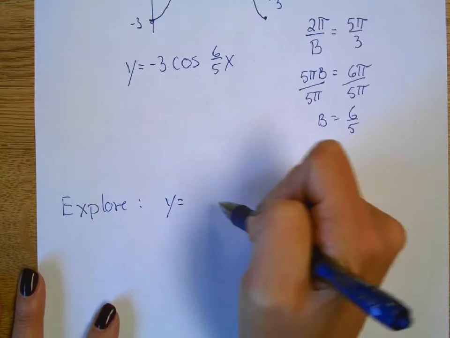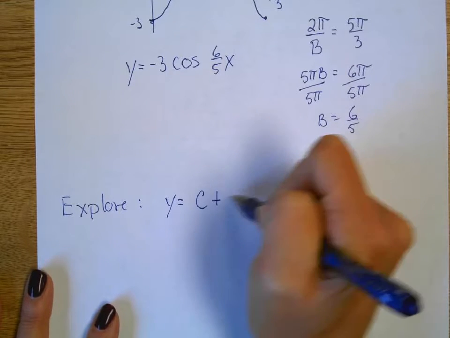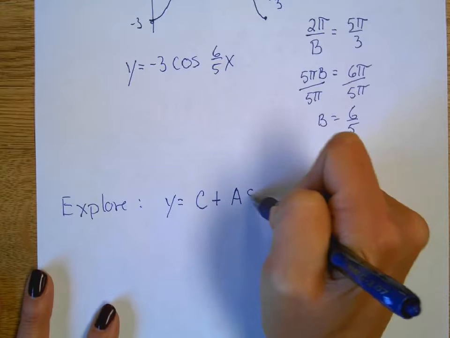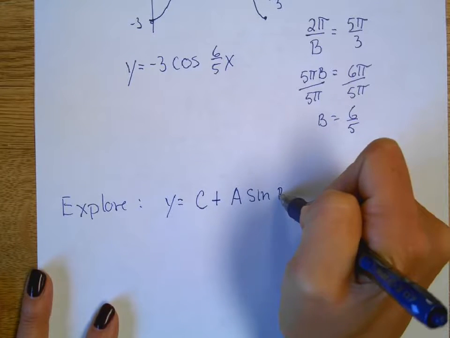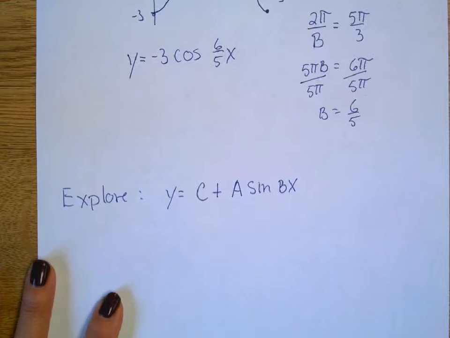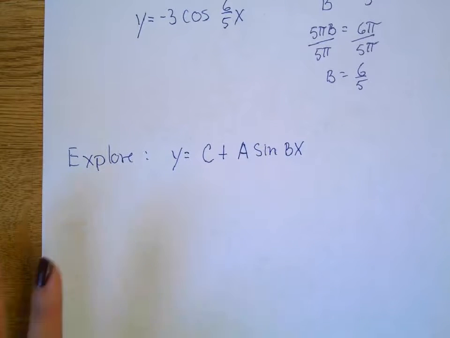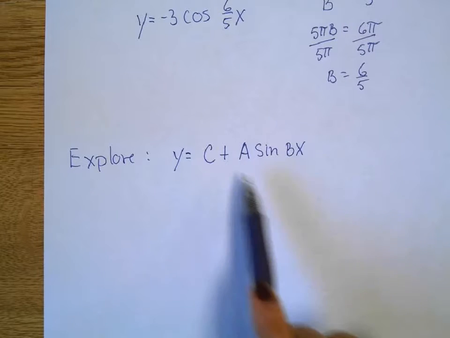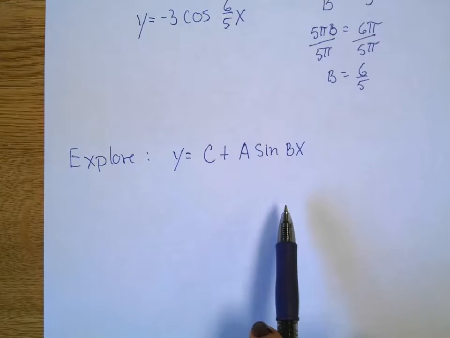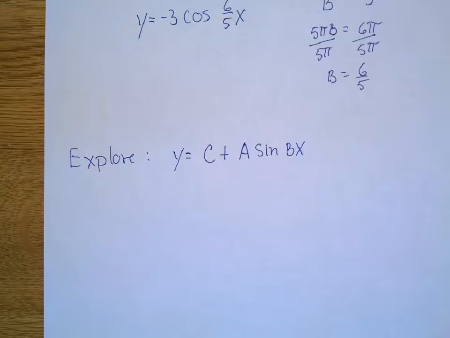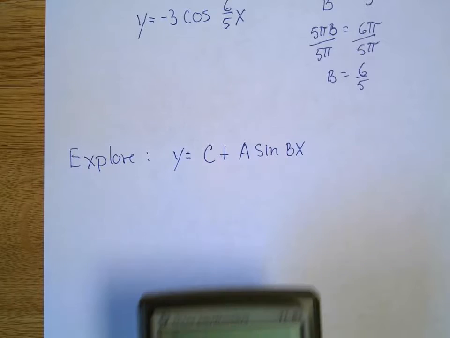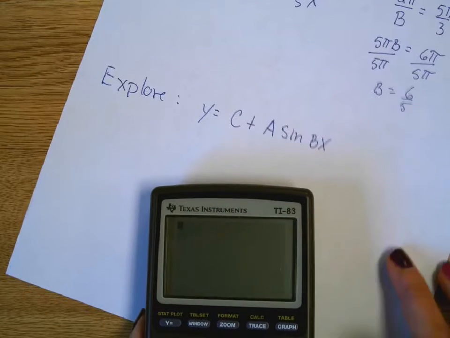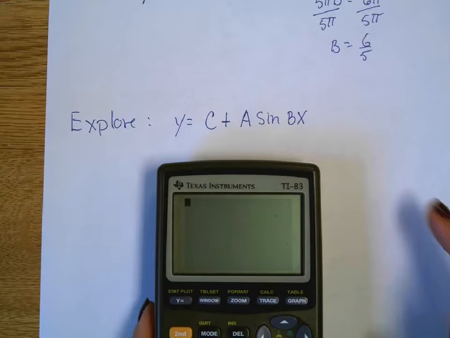Y equals C plus A sine BX. We're exploring new things. So the added thing is we're going to add a number to the function and see what that does. You don't have to have your calculators, you can just look at mine. But if you have a calculator and you want to graph a couple, you can.